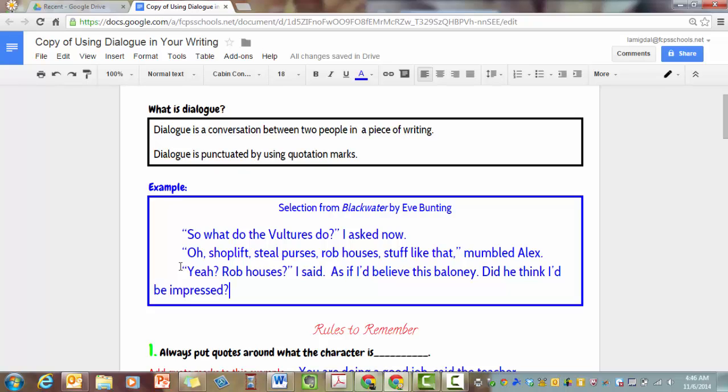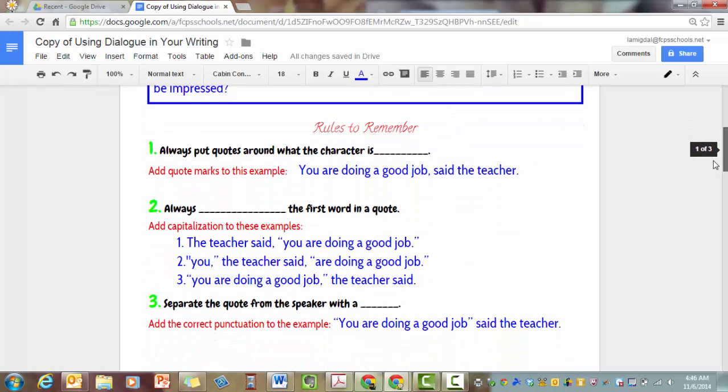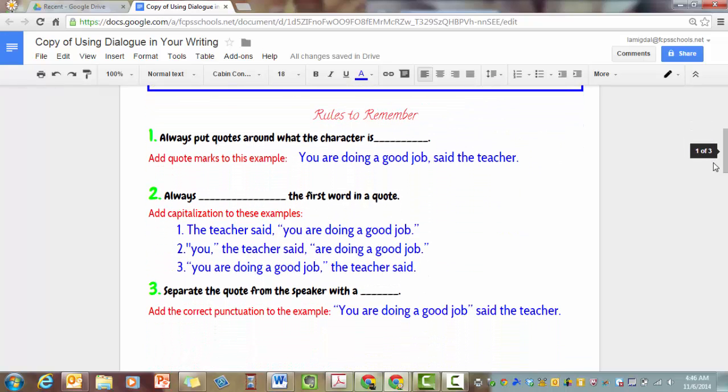So using quotation marks is a little bit confusing, but we want to make sure you understand the punctuation that goes with it. So here are some rules. And again, I want you to fill these in as I fill them in. So always put quotes around what the character is saying. So then it tells you to add quotation marks. So you can do this right along with me. I'm going to put quotation marks here. You are doing a good job. And I'm actually going to copy this so it comes in red. You're doing a good job, said the teacher.